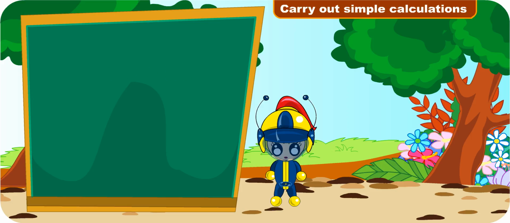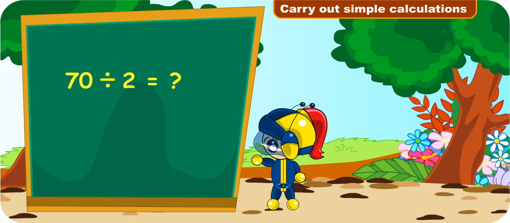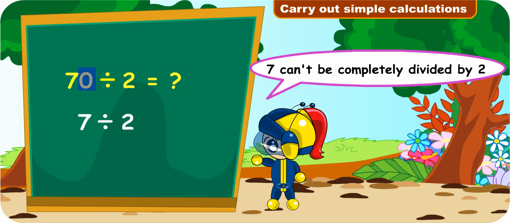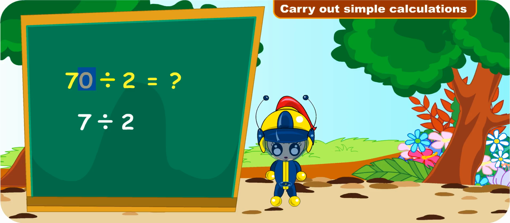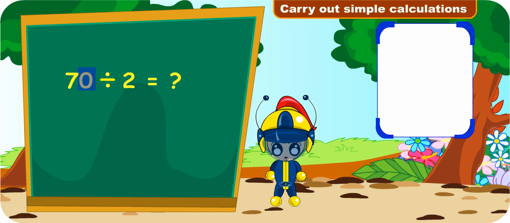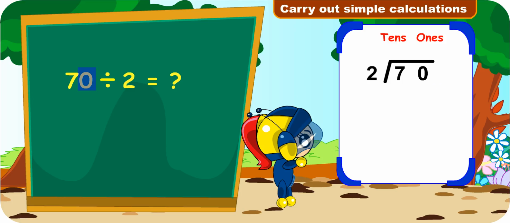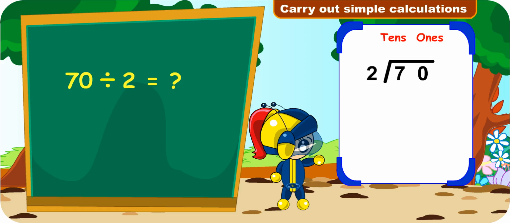Excellent, Turbo Girl. What about this one? 70 divided by 2. After removing one 0 from 70, I get 7. But 7 cannot be completely divided by 2. Teacher, I have no idea. In this situation, you need to do division in a normal way. That is dividing tens by 2 first, followed by dividing ones by 2. I see, teacher. I can work it out on my own.